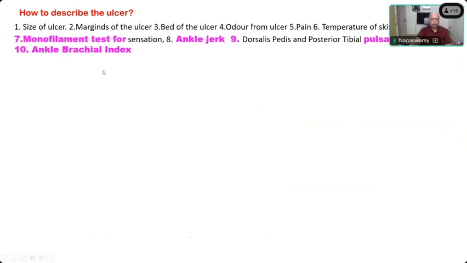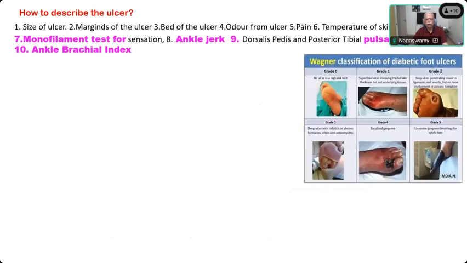What is ankle brachial index? What is the importance of that? Rule out peripheral vascular disease. How do you do that? We have to measure the blood pressure in the upper limb and lower limb, and we have to take a ratio. Both systolic blood pressures. It should be equal to 1. It should be equal in both places. If it is less in lower limb and more in upper limb, that means the lower limb perfusion is lower. Okay? That is the importance of ankle brachial index.